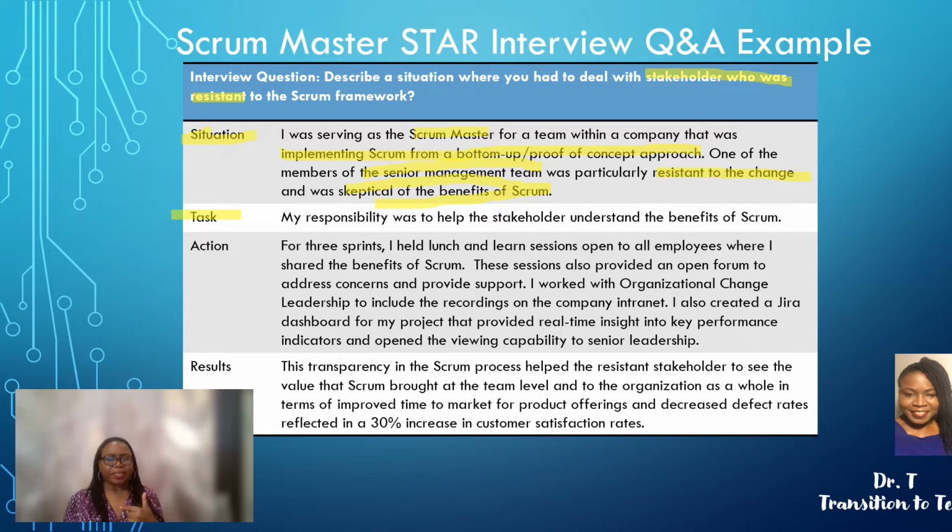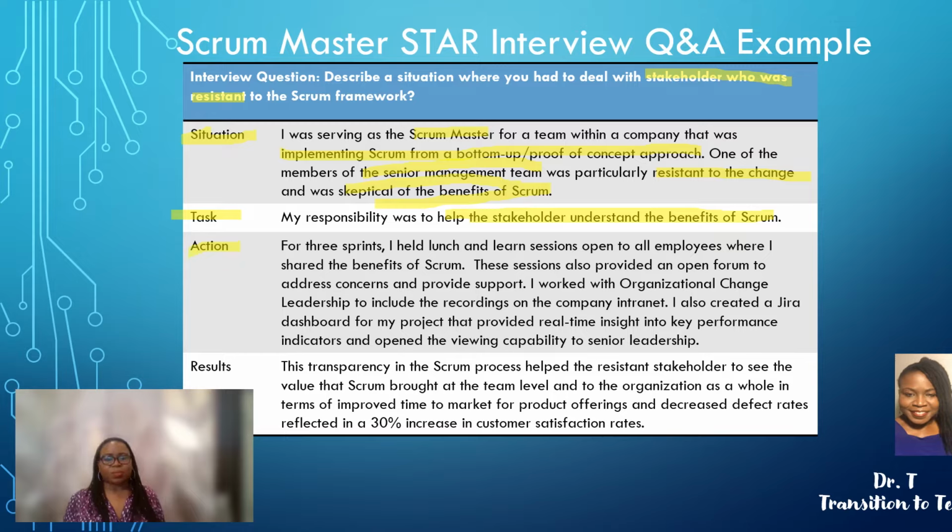The next step in the STAR method is the task. So here's where you talk about what your responsibility was as it relates to the challenge. So your responsibility was to help the stakeholder understand the benefits of Scrum. Okay. So not only did you have to bring the team along and deliver a solution using a new process and a new framework within your organization, but you also had this added role and responsibility of helping the stakeholder understand the benefits of Scrum. Okay. So what actions did you take to meet that challenge?